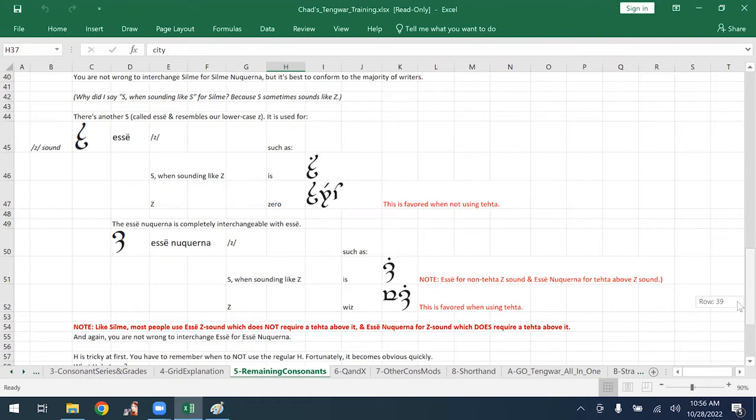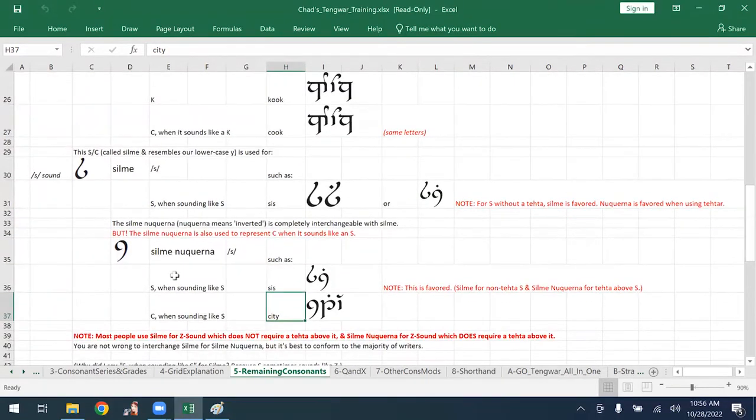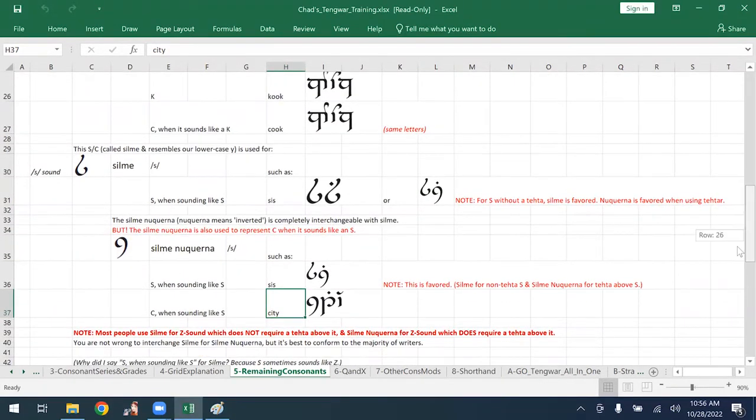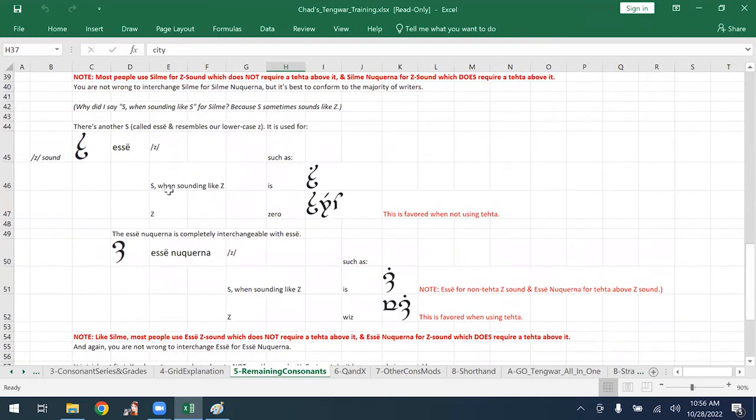Just like a while ago we had the S or a C when it sounds like an S. Now we're going to do Z or S when it sounds like a Z, such as is or zero. This is a Z that sounds like a Z. This is an S that sounds like a Z. So you can put the I Tehtar over the esse. Tengwar, right? That's is. Now, the same way, see how there's hardly any room to put the I Tehtar above the esse.